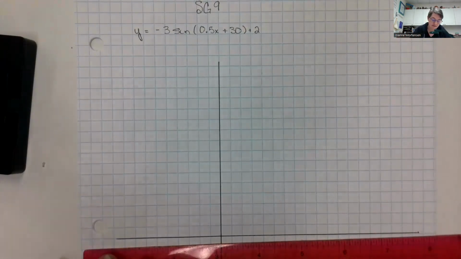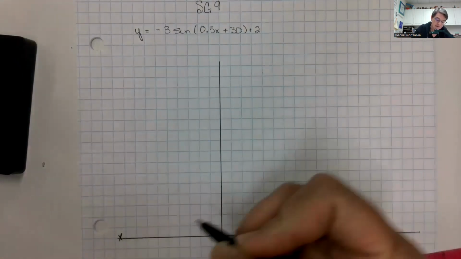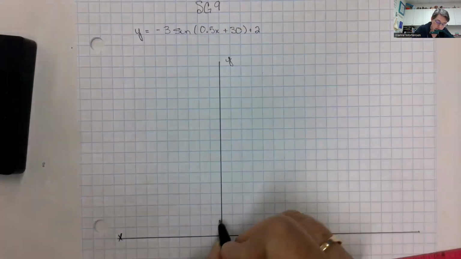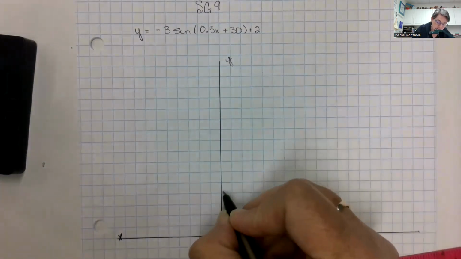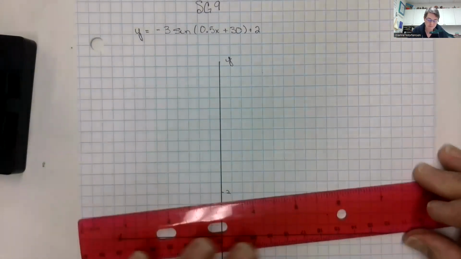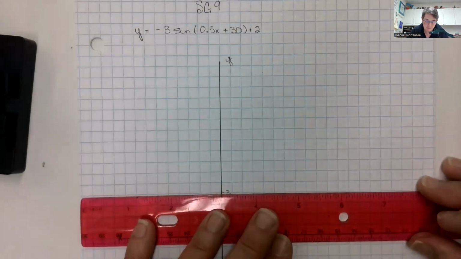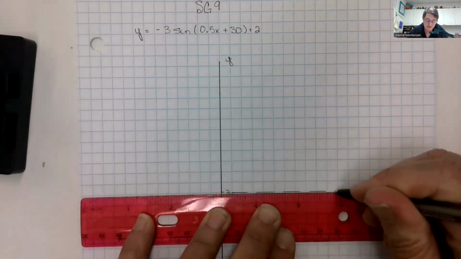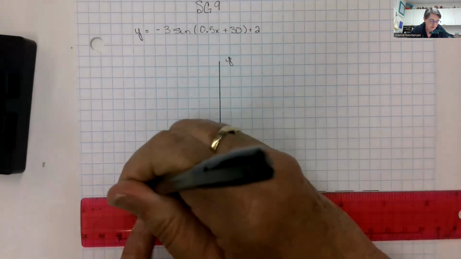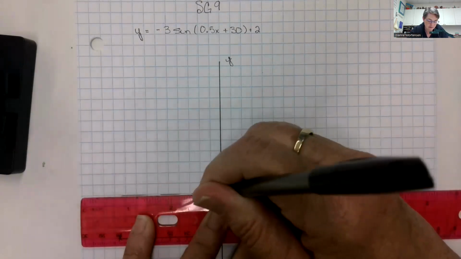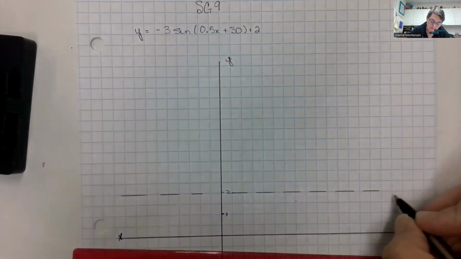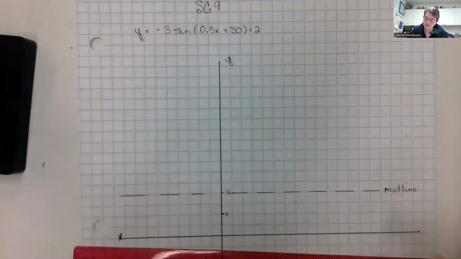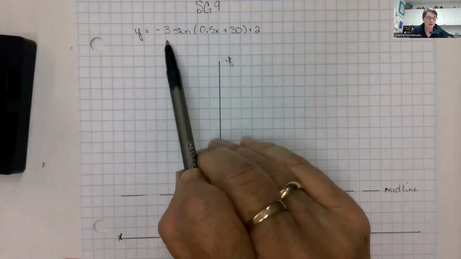So this is my x-axis, this is my y-axis, and I know my middle is going to be at 2. I'm going to go 1, 2, there's my middle. I don't know where it's going to go, so you know what? I'm just going to do this. There's my midline, middle. Either one's good. And then I'm going to look here.